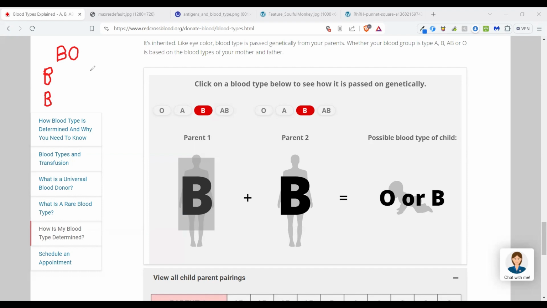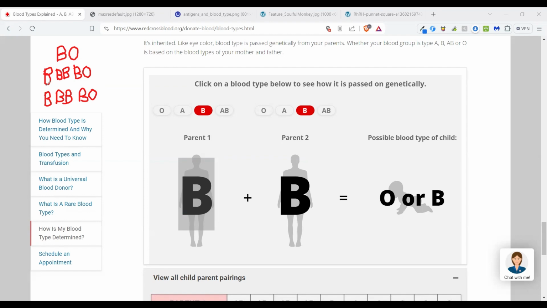So these parents both have the same phenotype. They both have the blood type B, but their genotypes are different. So now let's see what the possibilities for their offspring would be. We have BB. We have B and O. Again, we have B and B. And B and O.